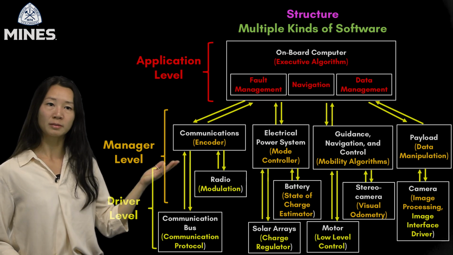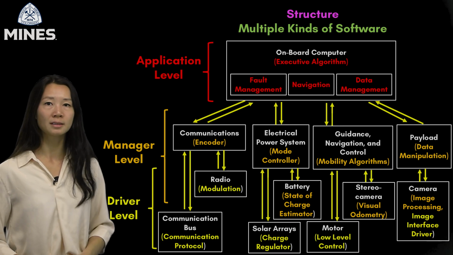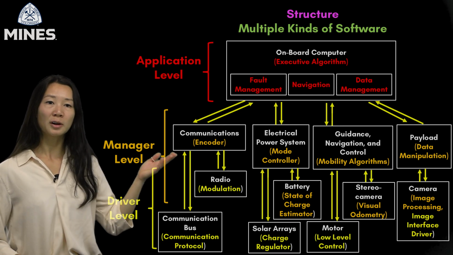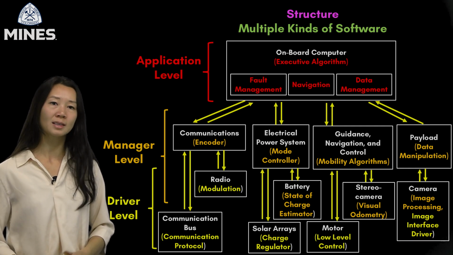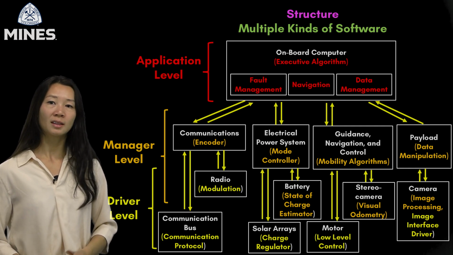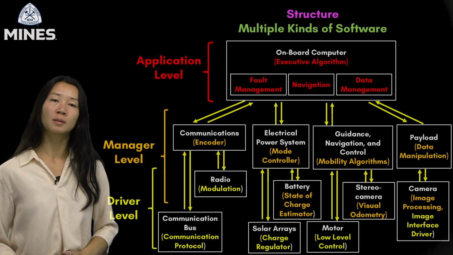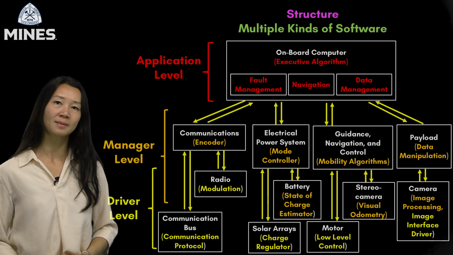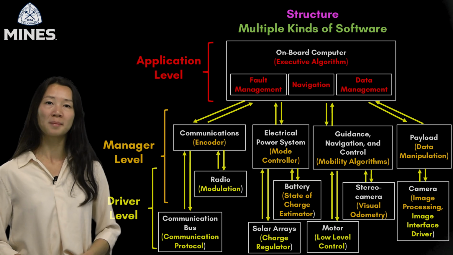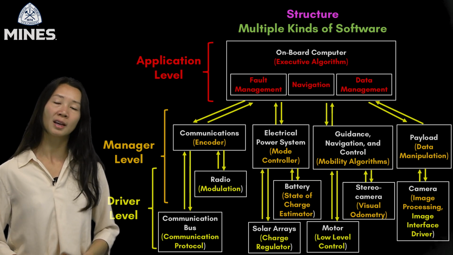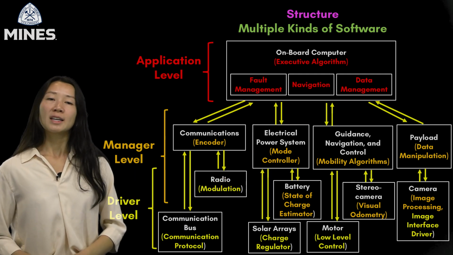The manager level: these are software components that oversee an entire subsystem. The encoder in the communications subsystem formats and routes packets coming in and out of the spacecraft. The mode controller in the electrical power system decides when to turn components on or off based on system state. The state of charge estimator for the battery tracks how full or depleted the battery is based on voltage, current, and temperature. Mobility algorithms manage rover motion.